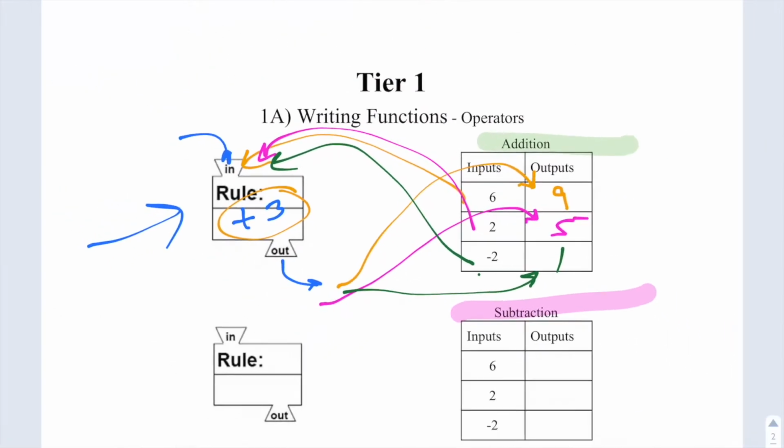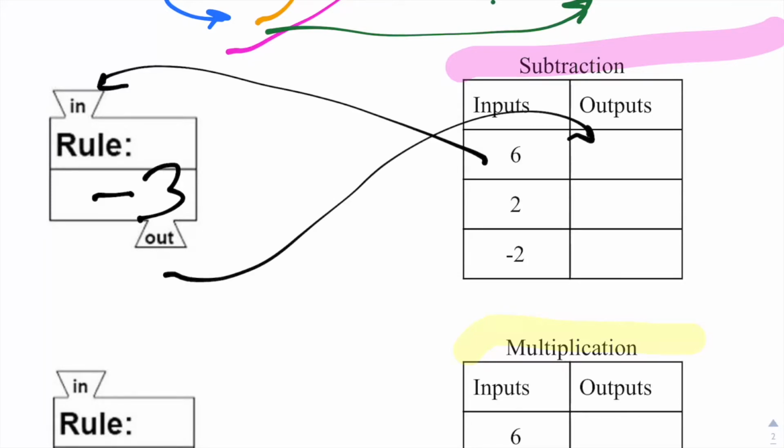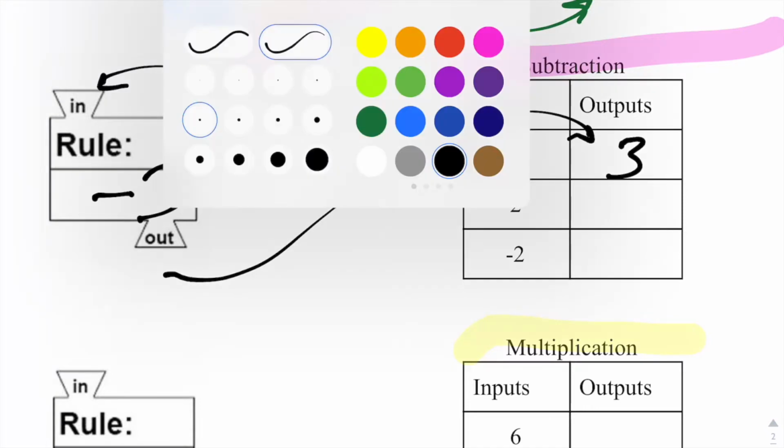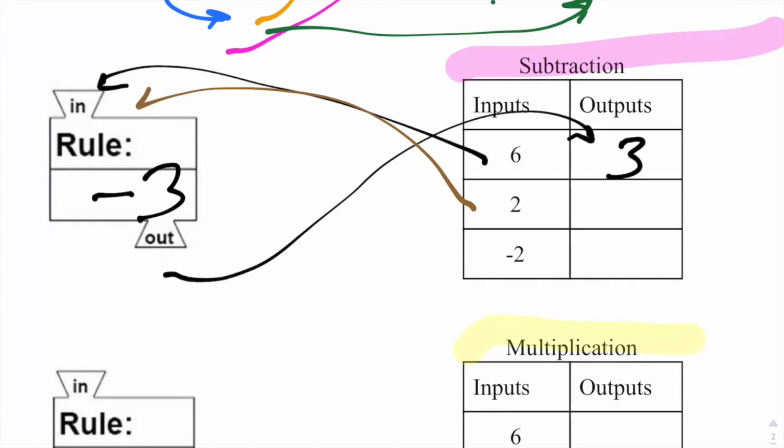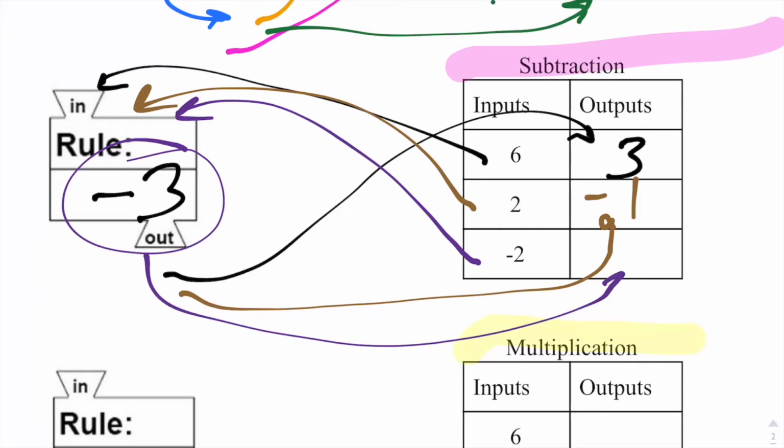Moving down here, and maybe moving a little bit quicker, we have a subtraction function machine. For everything here, let's subtract 3. We take 6, put it into the function machine, and what comes out is 6 minus 3, which gives us 3. Then I take 2 and put it in. 2 minus 3 gives us negative 1. And if we take negative 2 and apply the rule, subtract 3, then negative 2 minus 3 is negative 5. So that is what will come out of that function machine.